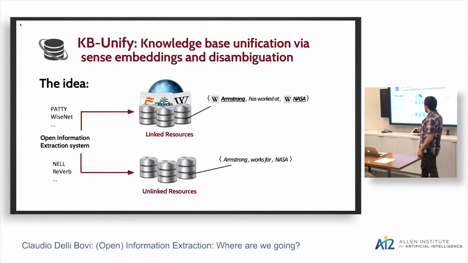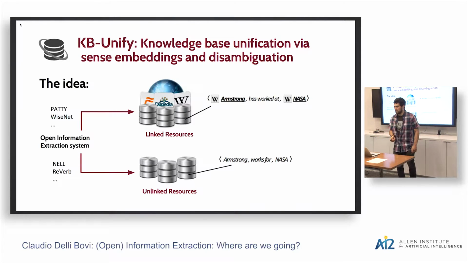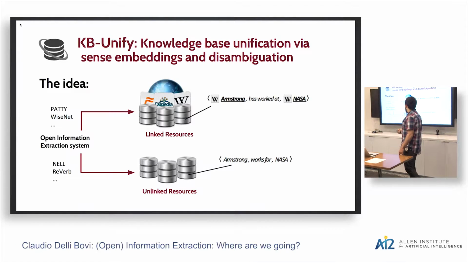Some of them produce linked resources, like Patty and WiseNet, in the sense that arguments are linked to a sense inventory, which could be Wikipedia, could be Freebase, could be DBpedia. Others produce unlinked resources, or resources that are linked to their own ontology, like NELL.